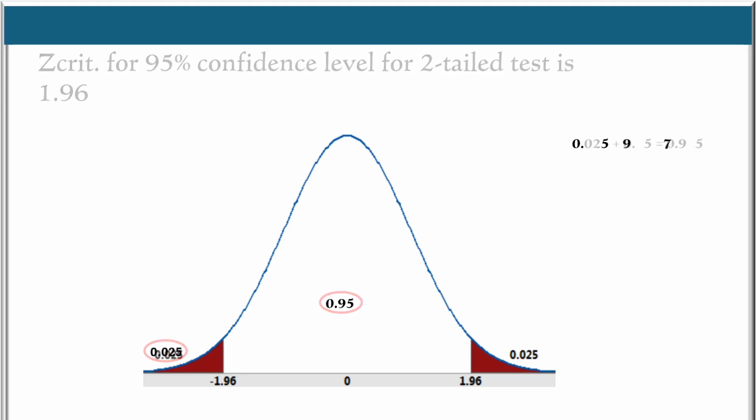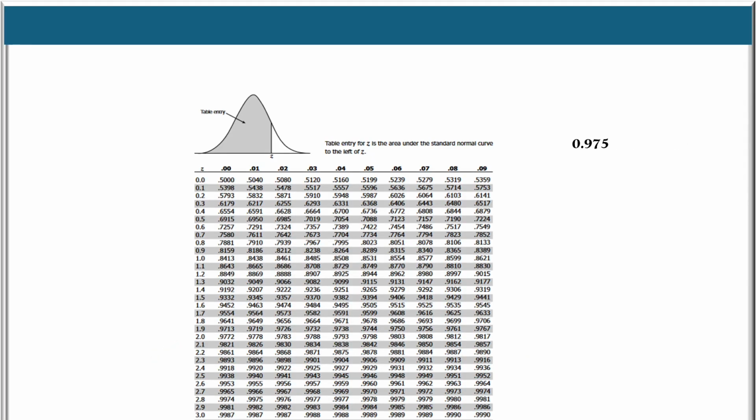So let me show you how to do that. This is the Z distribution table. So you look inside the table and we locate 0.975, and this is what I've circled here. Then we trace to the left. So to the left you have 1.9 there, and also trace it to the top. So on top of it vertically, we can also see 0.06 there. When we add it to the 1.9, it becomes 1.96.